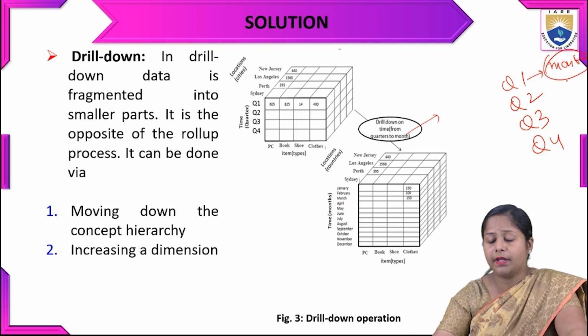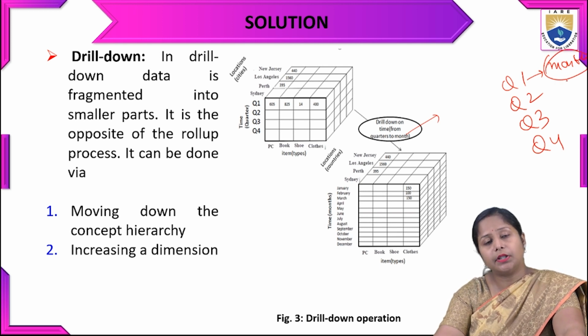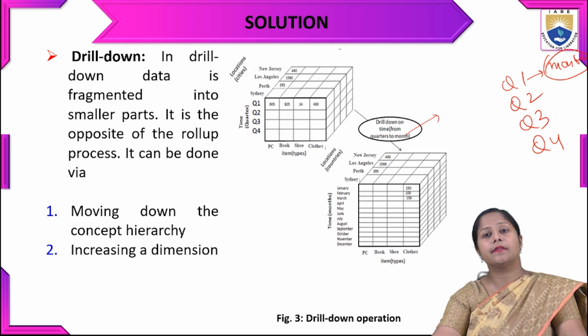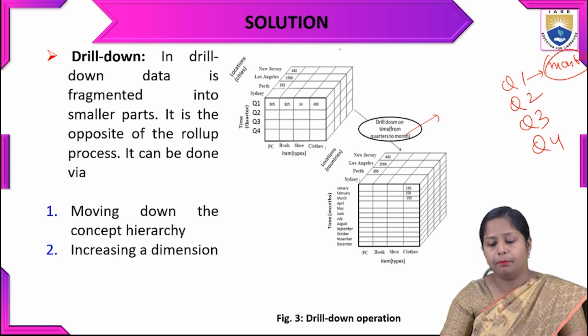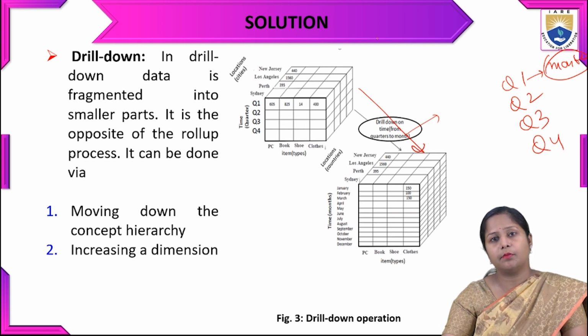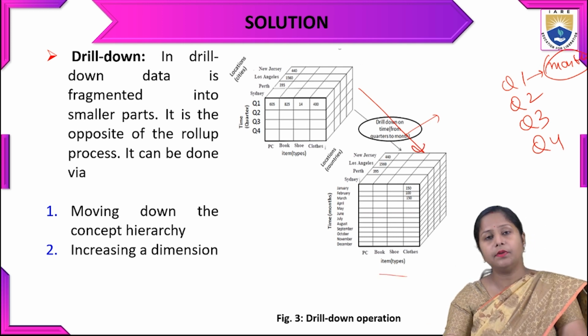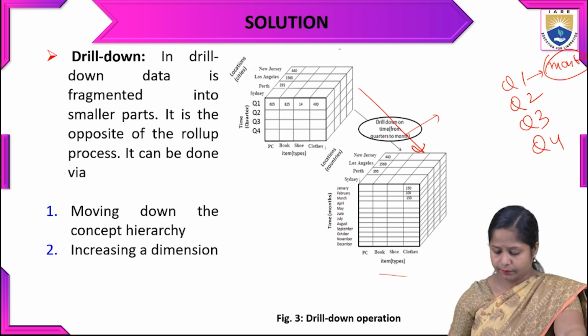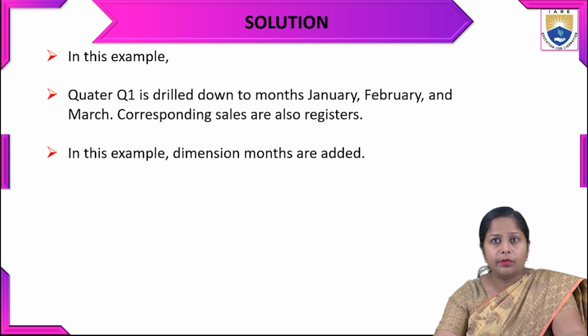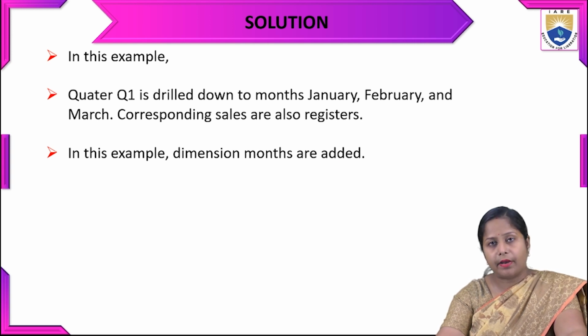So a quarter will have January, February, March. So three months will be there, but that can be shown in another dimension, that is, by adding a dimension as month. So in this, drill down can happen like this. The cube was small, but it has a large view now after drilling down. So in this example, quarter Q1 is drilled down to the months January, February and March.